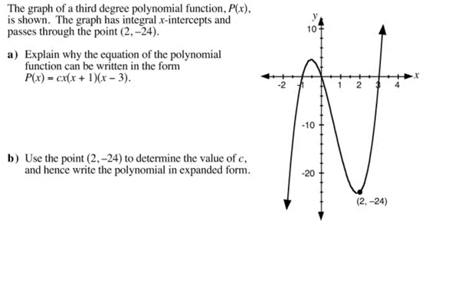A graph of a third-degree polynomial function is shown. The graph has integral x-intercepts. That means that these 3 points where it crosses the x-axis are all supposed to be whole numbers. So if they look like -1, 0, and 3, they are. Don't worry about them being slightly off. They guarantee that they're nice integers. And it passes through the point (2, -24), which is labeled there.